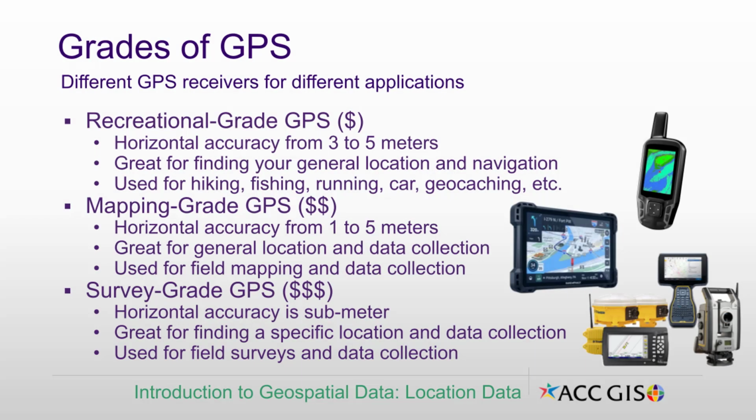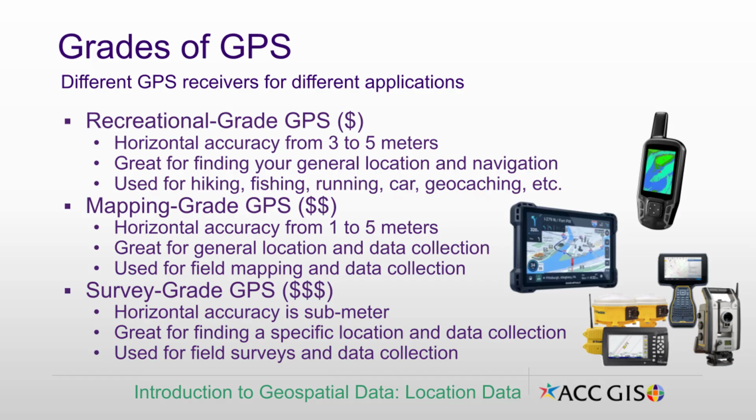There are different grades of GPS, and depending on what your application is really going to drive which grade you select. There's recreational grade, mapping grade, and survey grade. And generally, recreational grade is the least expensive, mapping grade is medium, and survey grade is the most expensive. And what really drives the cost of the GPS is the accuracy of the position.